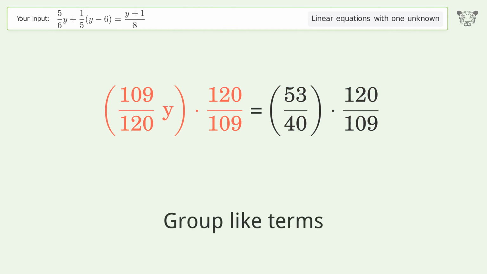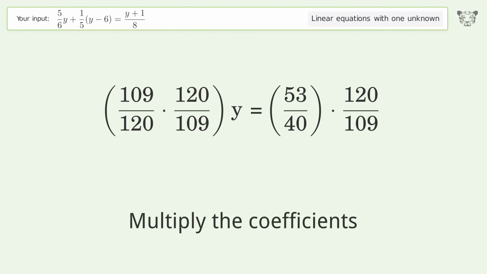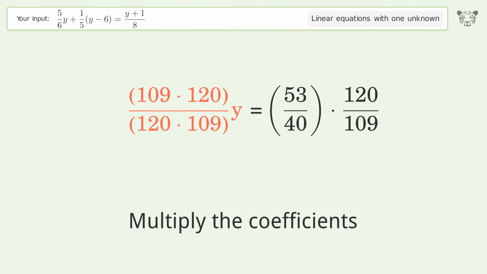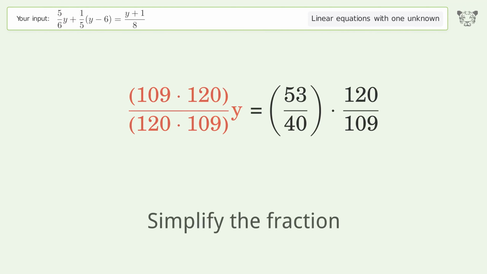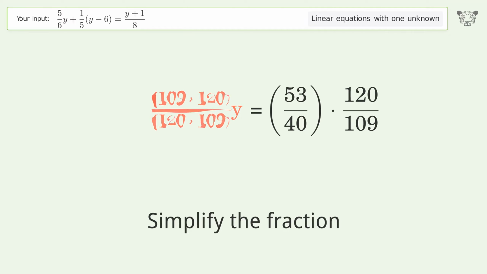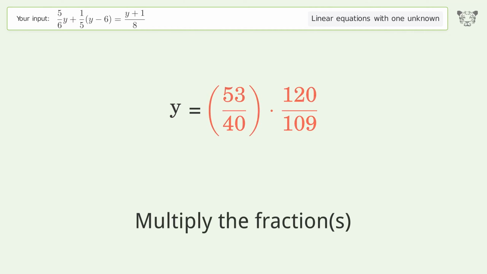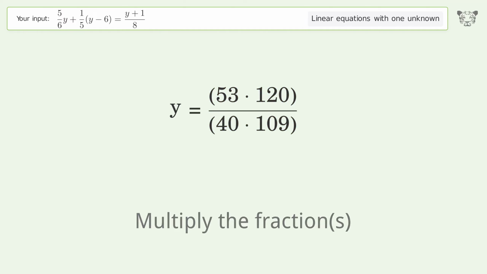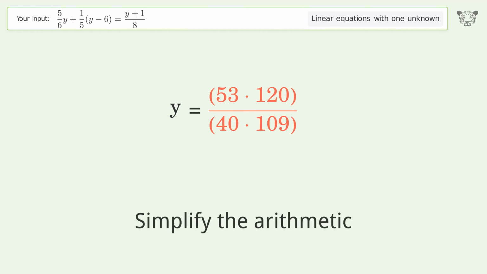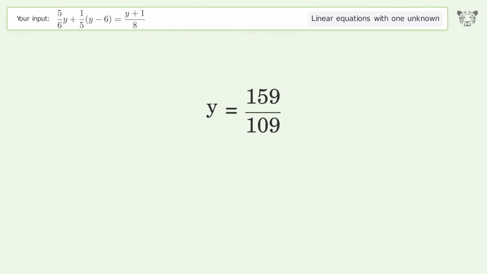Group like terms. Multiply the coefficients. Simplify the fraction. Multiply the fractions. Simplify the arithmetic. And so the final result is y equals 159 over 109.